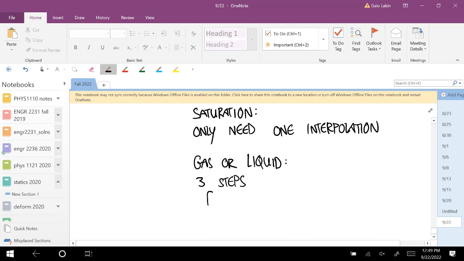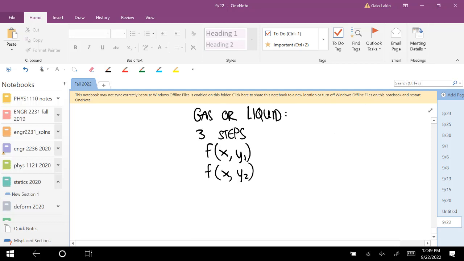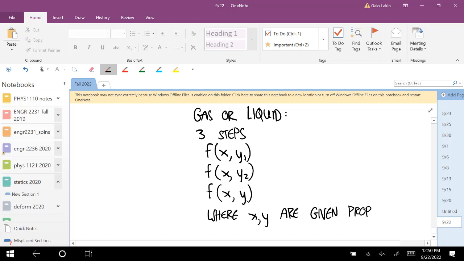And those are, first calculate F of X, Y1, then calculate F of X, Y2, and then finally F of X, Y. And in this case, X and Y are the given properties, and F is the desired property.